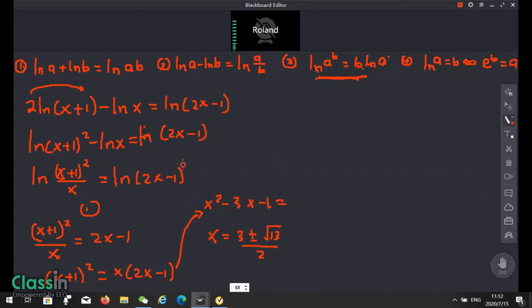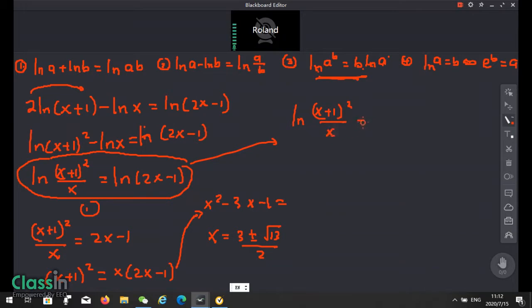All right, let's look at another method from here. Instead of taking the antilog of both sides, we could have taken the right-hand side to the left-hand side to get the natural log of (x plus 1) all squared over x minus the natural log of (2x minus 1) equals 0. This is the same as ln a minus ln b, so we can say the a part divided by the b part, which will be (x plus 1) all squared over x(2x minus 1) equals 0.